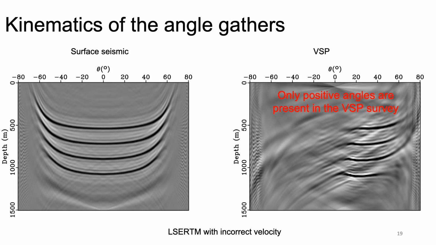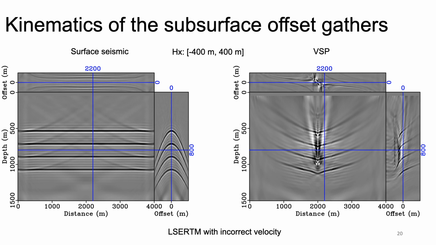These are the angle gathers transformed from the previous subsurface offset common image gathers. The events in the angle gathers are curved up, indicating that the migration velocity model is slower. In the VSP survey, only positive angles show up because the subsurface image points are on the left-hand side of the receiver line. We then extract the subsurface offset common image gathers at x equals 2,200 meters.